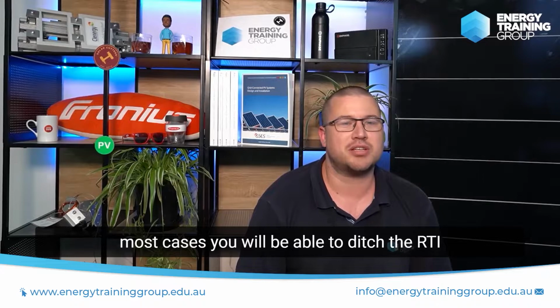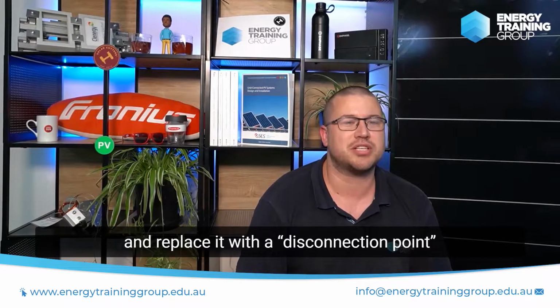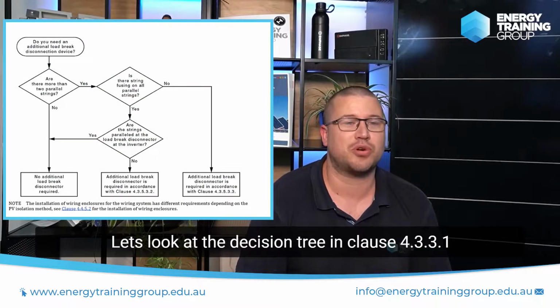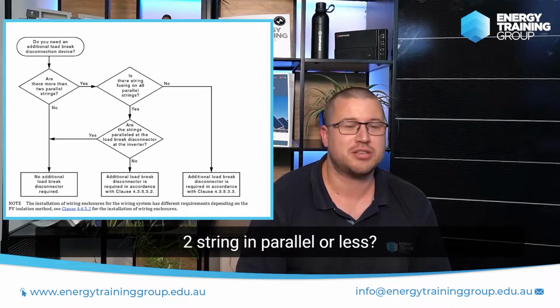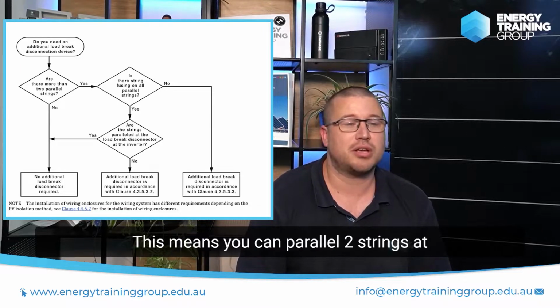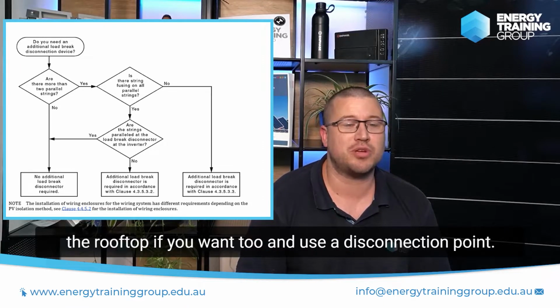Naturally, it's not a straightforward answer, but in most cases, you'll be able to ditch the RTI and replace it with a disconnection point. However, you do have to meet certain requirements. Let's look at the decision tree in clause 4.3.3.1. So the first one is pretty easy. 2 strings in parallel or less, no rooftop isolator required. This means you can parallel 2 strings of the rooftop if you want to and use a disconnection point.